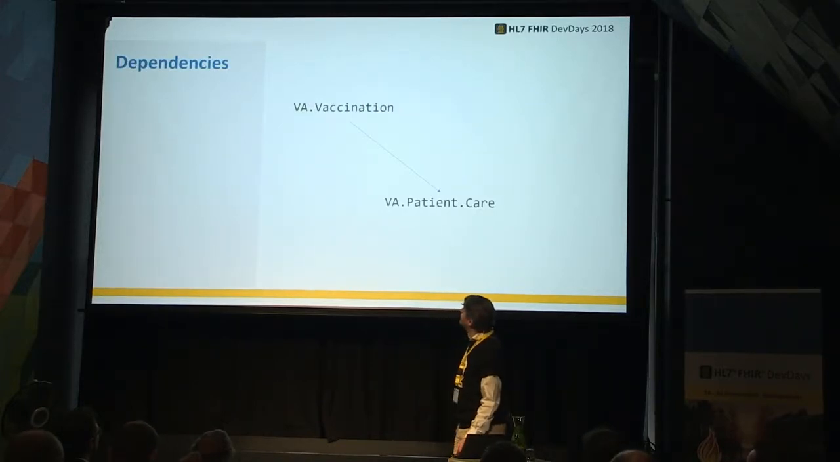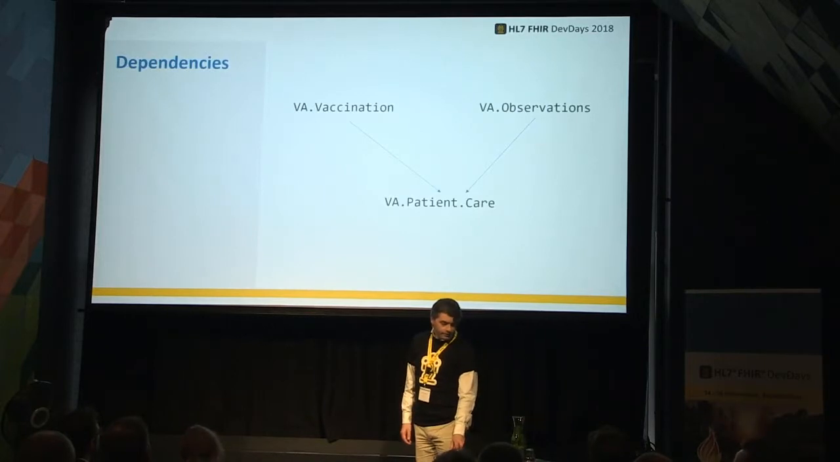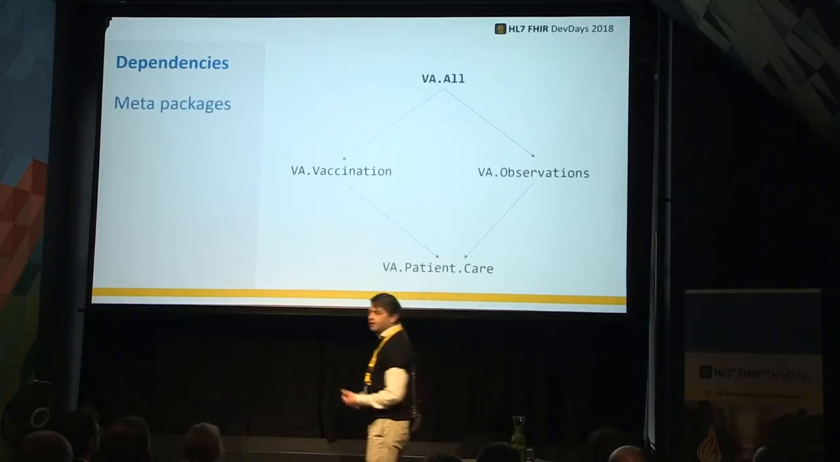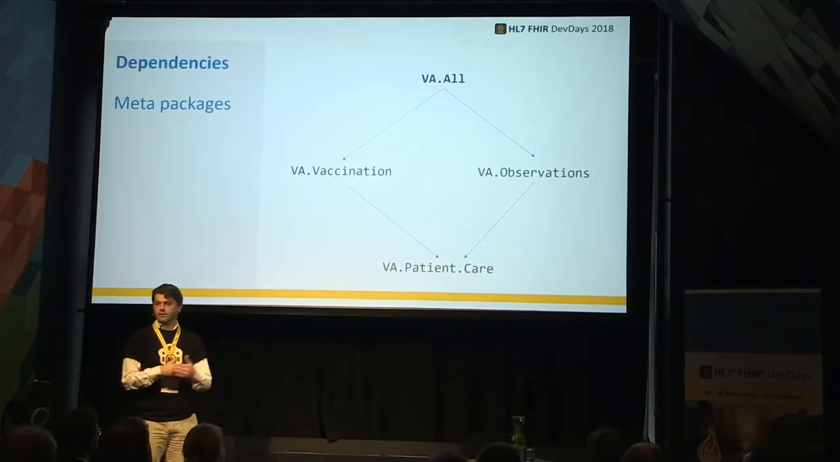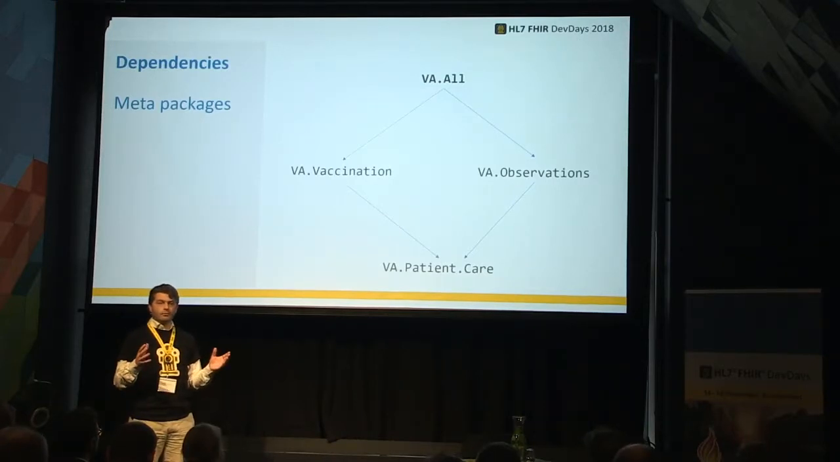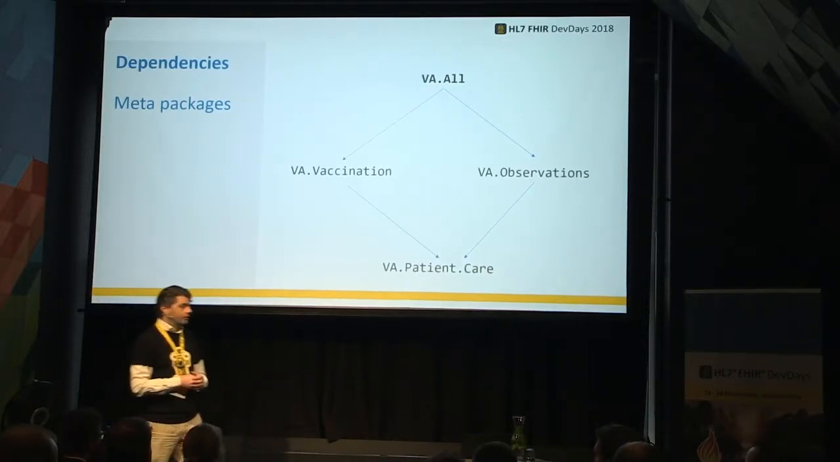So, for example, let's say that the VA has a vaccination package. They will probably make a separate package for the patient care, because that can be used in a lot more use cases than this specific one. For example, they can also use it for their observations. And there's a special case that we think is going to be very valuable, and that is what we call meta packages. Those are packages that actually don't contain anything except the references to other packages. So they basically describe the aggregation of several use cases. With the proper tooling, you can just say, I want the complete profile set of the VA, so I'm going to get the VA all package, and by that I'm drawing in all the packages and all the right versions that I need to work with them.